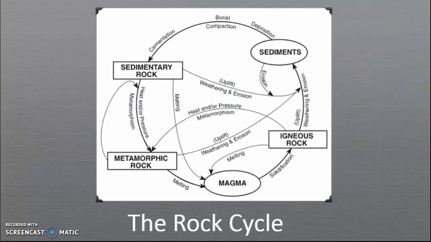And so just looking at the rock cycle, you will see the different processes that can occur where any type of rock can form another type of rock, just undergoing different processes.